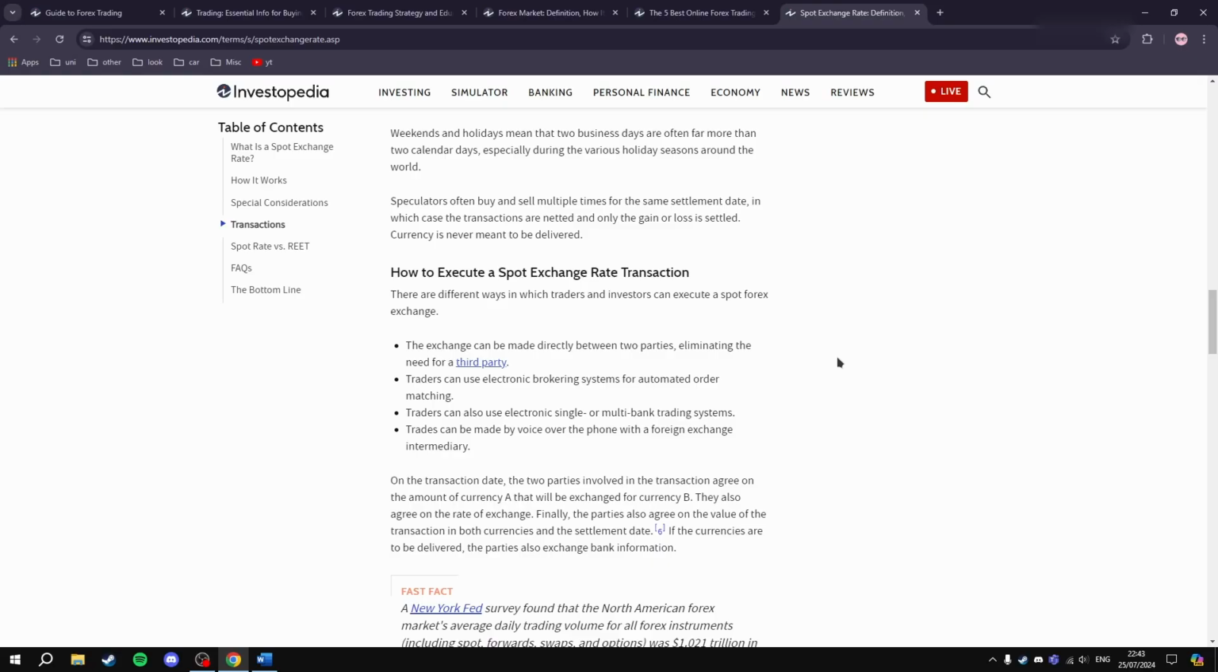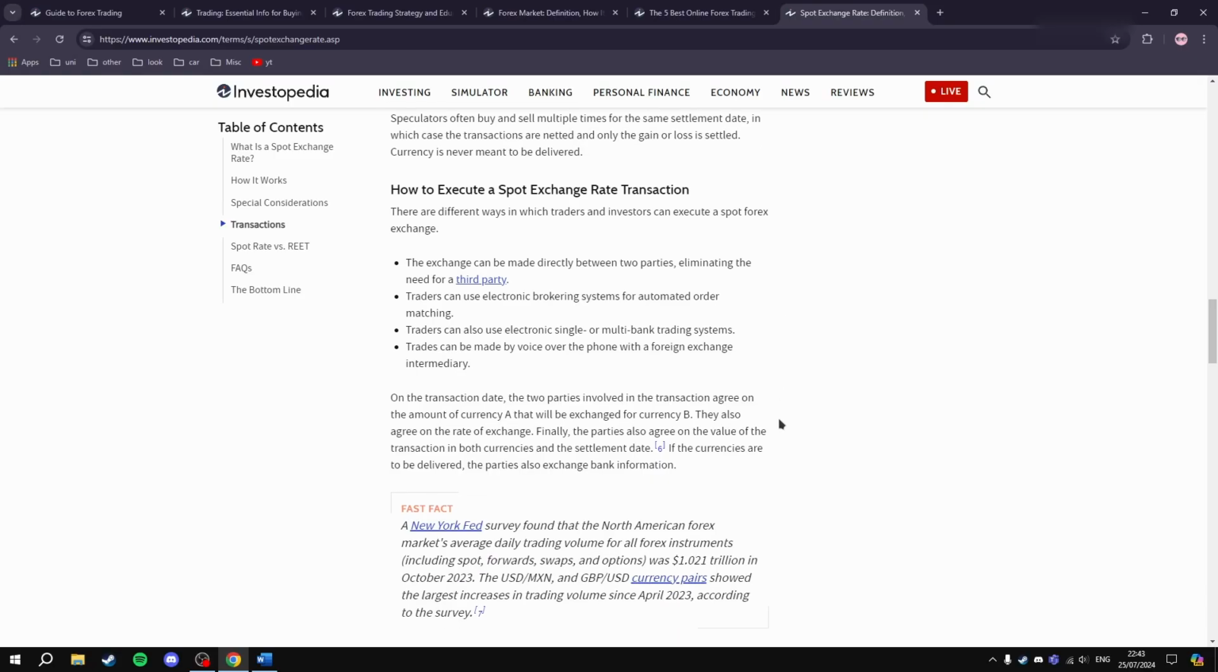How to execute a spot exchange rate transaction. There are different ways in which traders and investors can execute a spot Forex transaction. The exchange can be made directly between two parties, eliminating the need for a third party. Traders can use electronic brokering systems for automated order matching. Traders can also use electronic single or multi-bank trading systems. Trades can be made by voice over the phone with a foreign exchange intermediary.